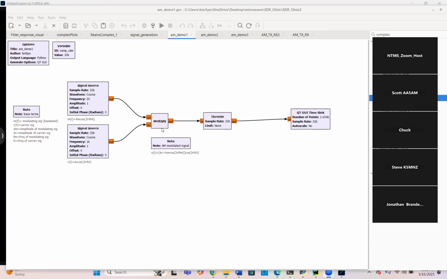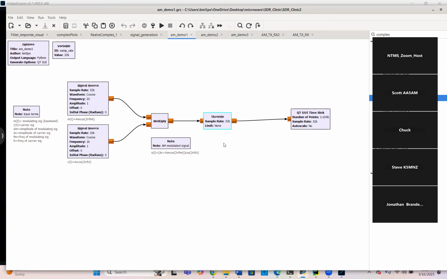Now, after the mix, we're going to have basically this formula. The signal to transmit is equal to (Ac + Am cos 2 pi fm t) times cos 2 pi fc t. You'll quickly see that demonstrated. You've probably seen this in books many times and you're very familiar with it. We'll have our familiar throttle in here because we don't have a hardware device to limit the flow of samples moving across here. And then we have a time sink here. So let's get this going.